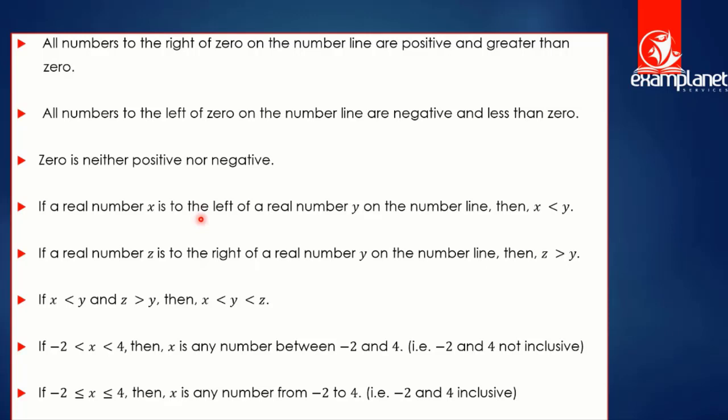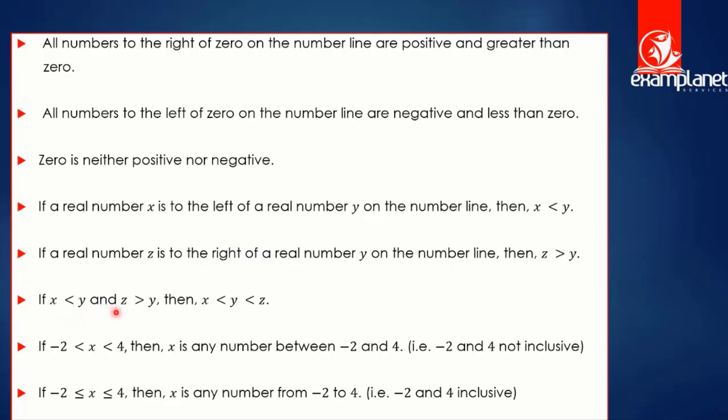Okay, minus 10 is to the left of minus 5 on the number line. So that means minus 10 is less than minus 5. Okay, so that's what I'm saying. If your real number z is to the right of your real number y on the number line, then z is greater than y. So for instance, 2 is to the right of 1 on the number line. So 2 is greater than 1. Okay, so minus 5 is to the right of minus 20 on the number line. So minus 5 is greater than minus 20. So that's what we are saying here.